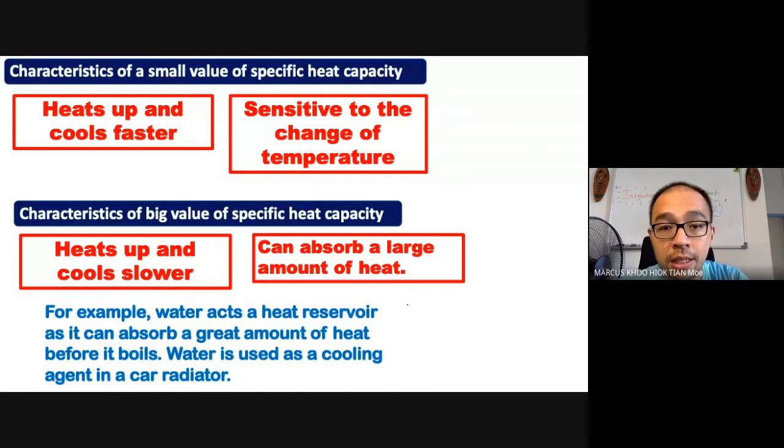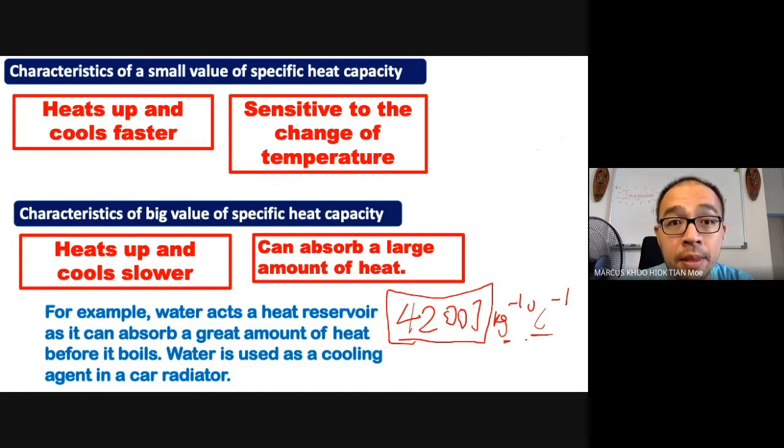The specific heat capacity of water is 4,200 joules per kilogram per degree Celsius. It means to raise 1 kilogram by 1 degree Celsius, you need 4,200 joules of energy. That's a lot of energy, and water is able to absorb that much. That's why it takes a very long time to boil water if you're going to use the gas stove. It's not like you just turn on the fire, poof, boiled already. No, you still have to wait for a long time.